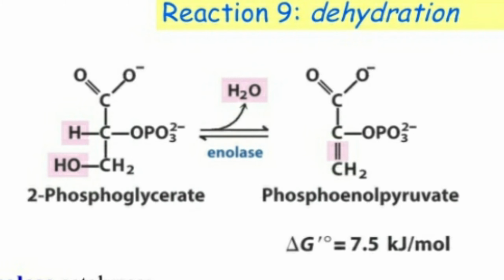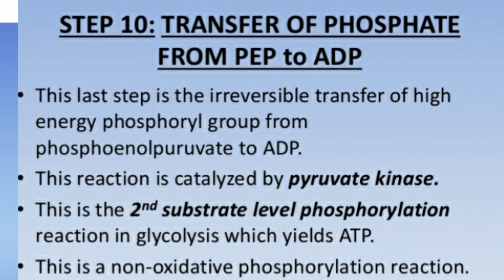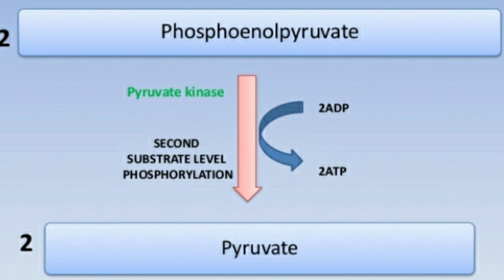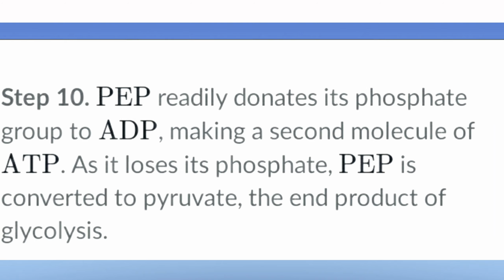The last step of glycolysis is transfer of phosphate from phosphoenol pyruvate to ADP. Here the starting material is phosphoenol pyruvate and the product is pyruvate and the enzyme is pyruvate kinase. Here 2 molecules of ADP are converted into 2 molecules of ATP.